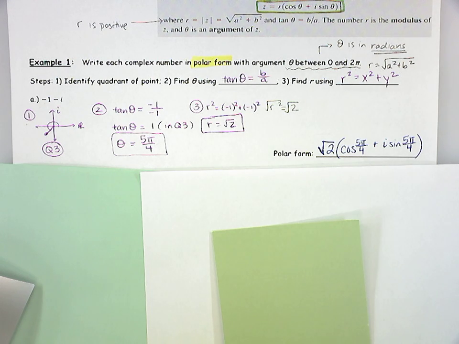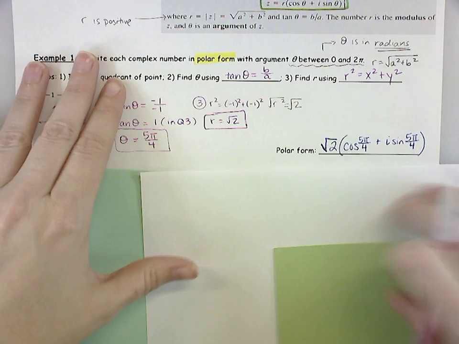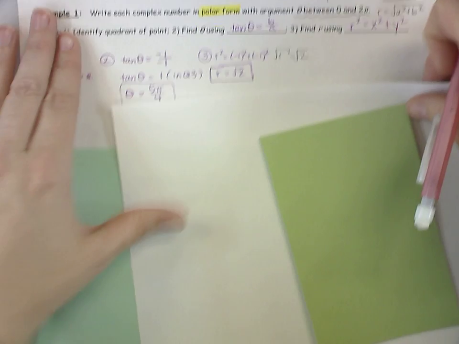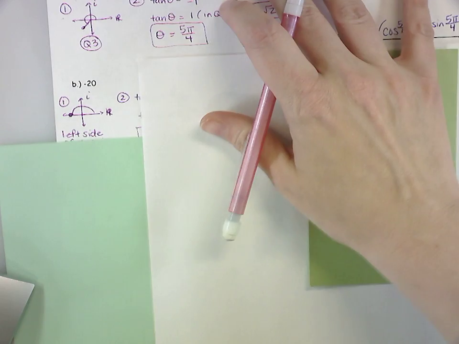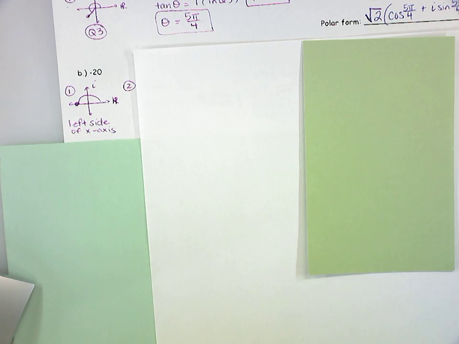So you're going to go ahead and plot that. And then again, it's okay if it's not in a quadrant. Instead, we're just going to say where it is. So, x-axis. Yes, this is on the left side of the x-axis, or the negative x-axis.